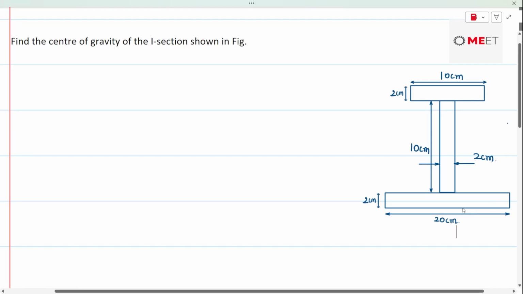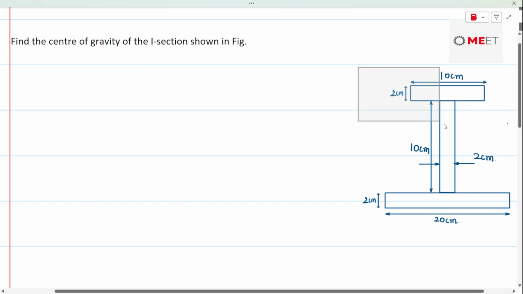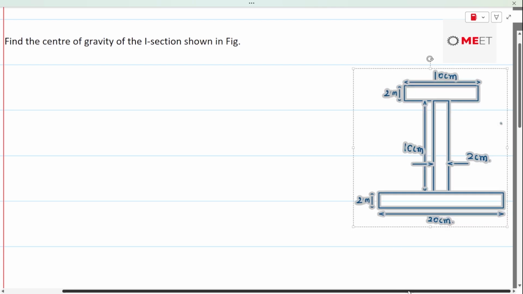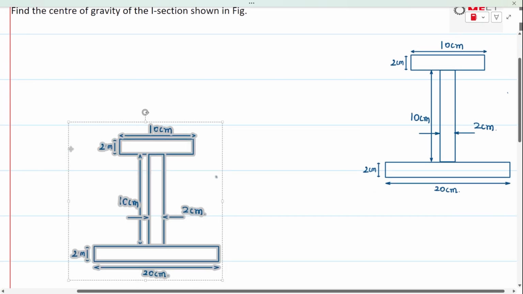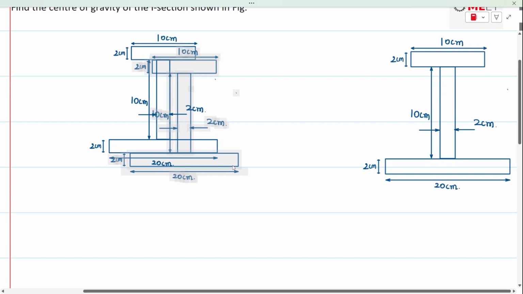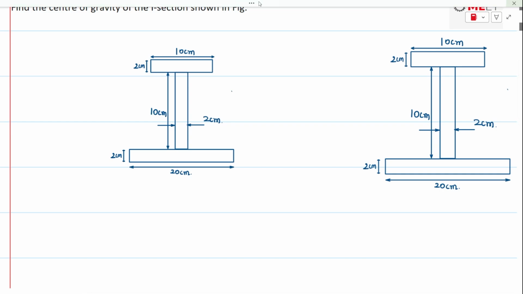Now in the question, it is asked to find the center of gravity for the I-section. Once again, the I-section is having the symmetry about the y-axis. If that is the case, then the x coordinate can be made 0. In the same way, if the I-section is having symmetry about the x-axis, the y coordinate will be made 0. So here the I-section symmetry is with respect to the y-axis. So this will be the y-axis.